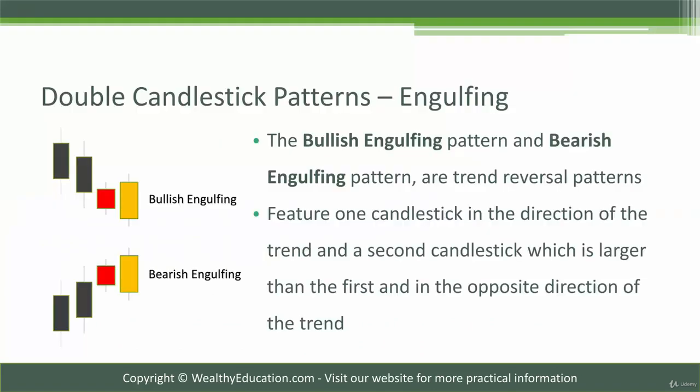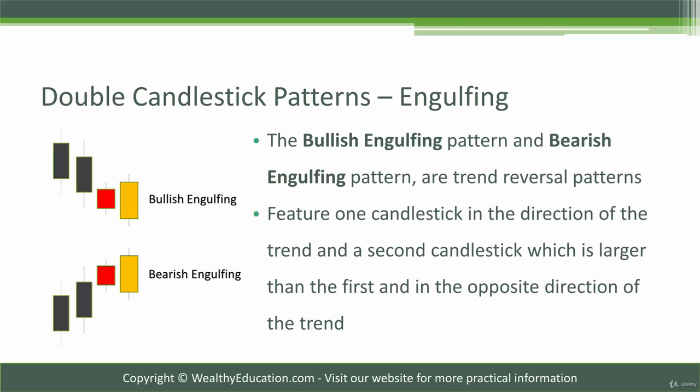The double candlestick patterns we'll be talking about today require two candlesticks and a confirmation of the pattern. The bullish engulfing pattern and bearish engulfing pattern are both trend reversal patterns. Each features one candlestick in the direction of the trend and a second candlestick, which is larger than the first, in the opposite direction of the trend.